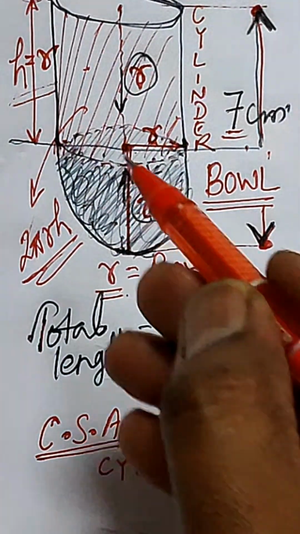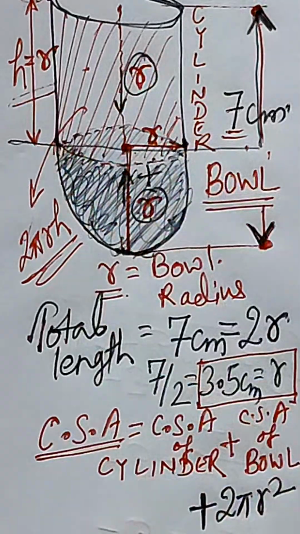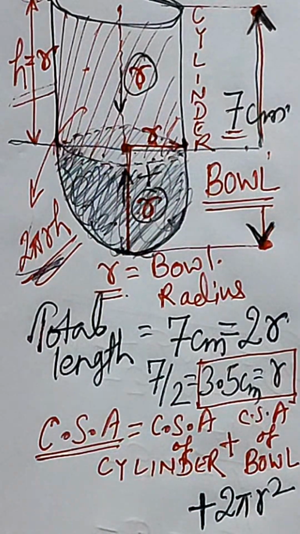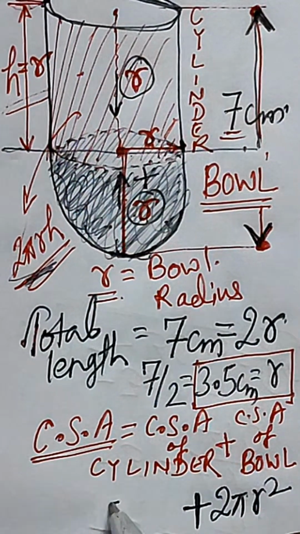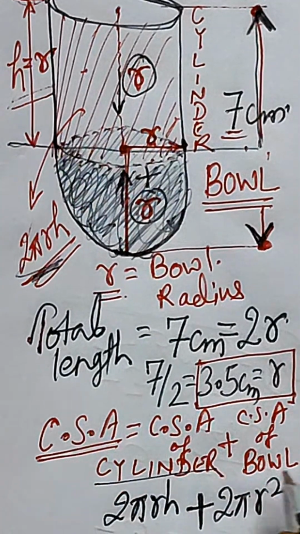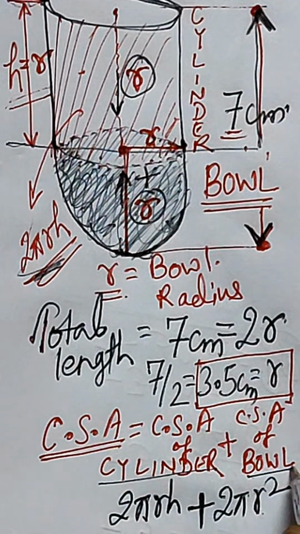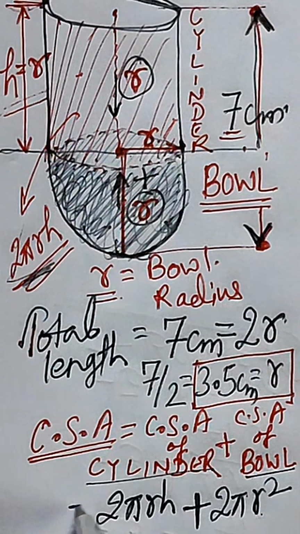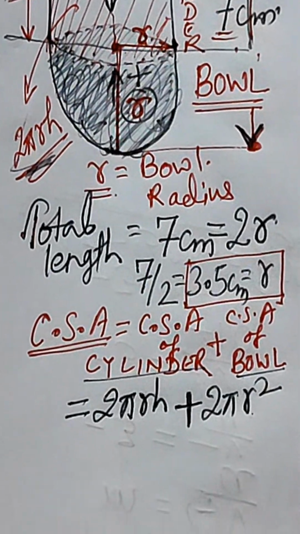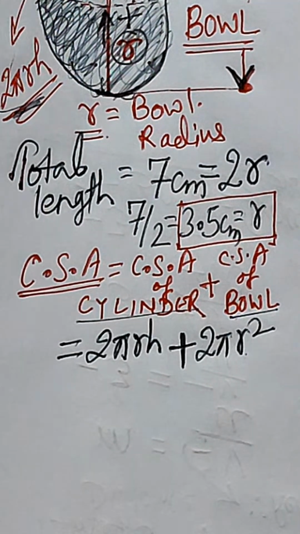And for the upper cylinder, the curved surface area was 2 pi r h. So 2 pi r h for the cylinder and 2 pi r square for the bowl. This will be the total curved surface area.